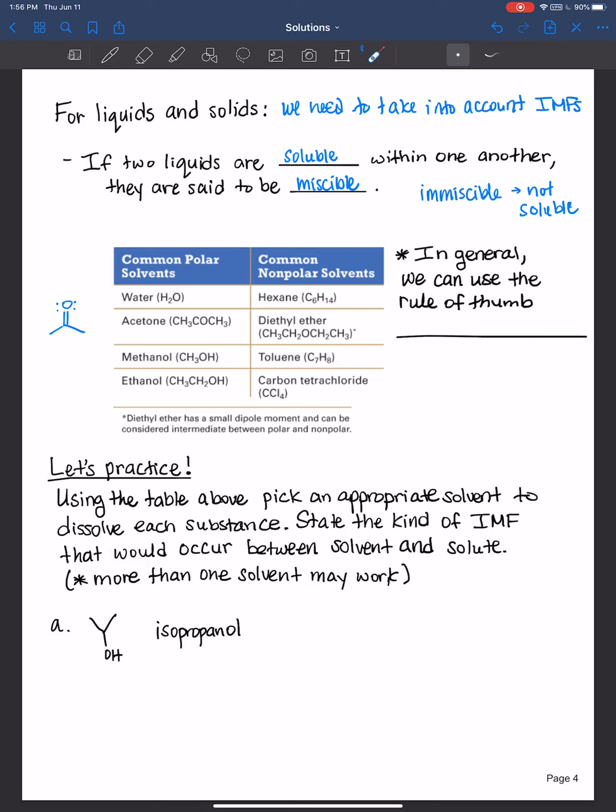So we talked about toluene. That was a common name of an aromatic hydrocarbon that we've used before when we learned about organic chemistry. Looks like methylbenzene. And diethyl ether looks kind of like a bat. So it's oxygen and then two ethyl groups on each side of it. And the rule of thumb we always use is like dissolves like.